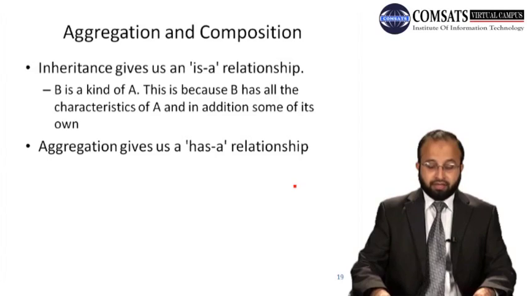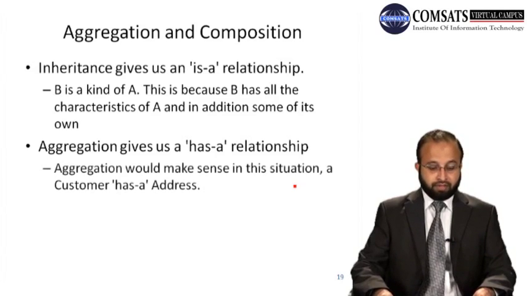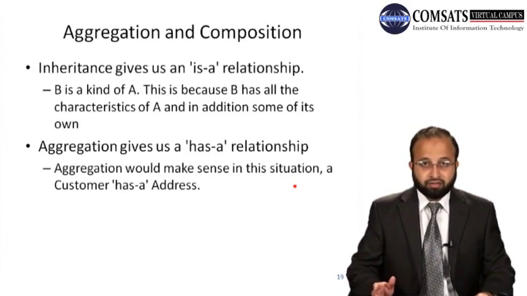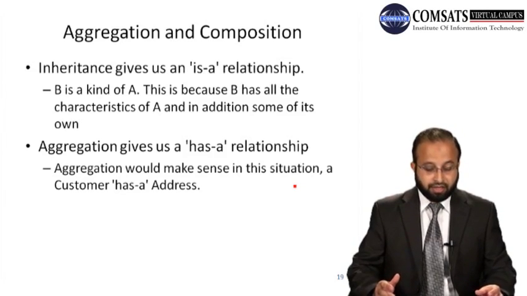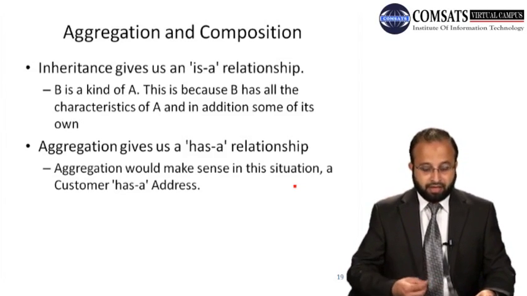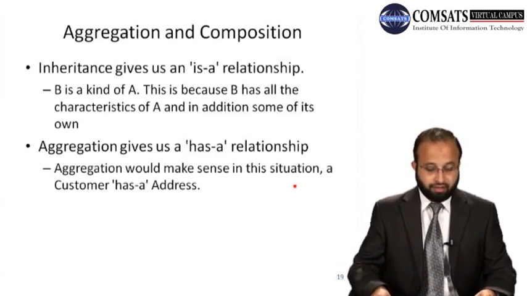Aggregation gives us a has a relationship, right? For example, aggregation would make sense in this situation. A customer has a address, ठीक है? A customer is a address नहीं होगा, ये relationship इसमें possible नहीं है. Customer is a address, right? So इस केस में आप inheritance को use नहीं कर सकते. You have to use aggregation here, and aggregation is that represents has a relationship. A customer has a address, right?